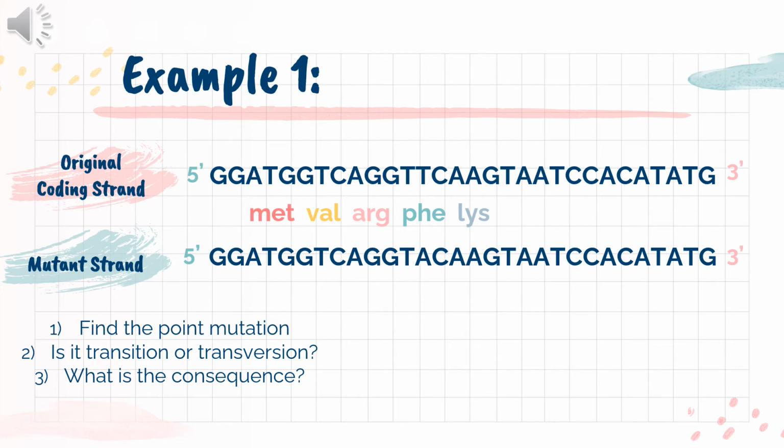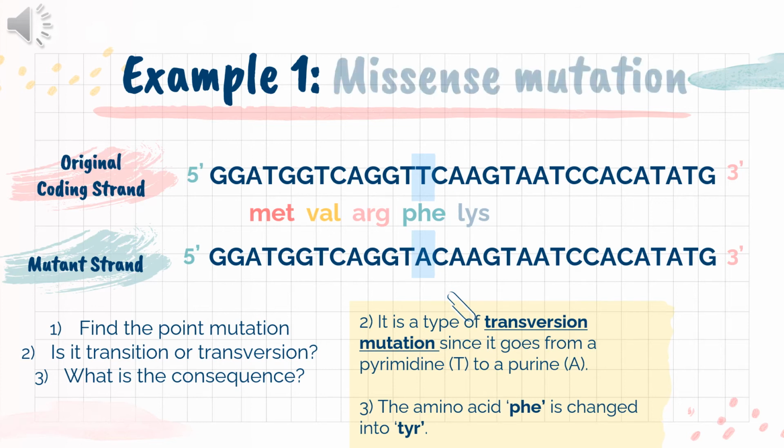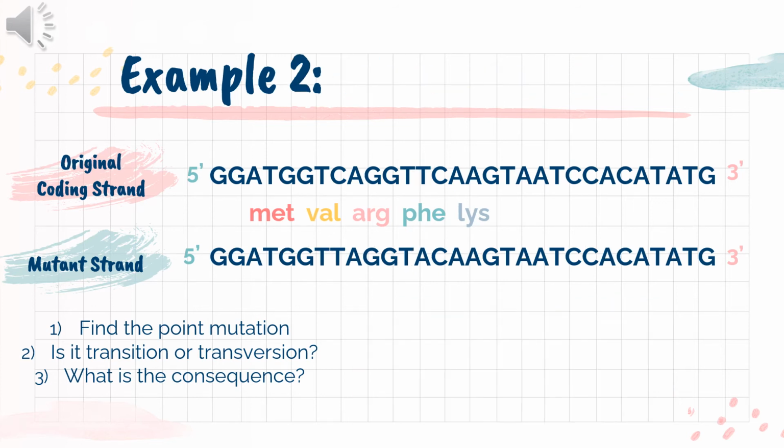As you can see, our point mutation is the thymine in our coding strand is changed to an adenine. This is a transversion mutation as the ring structure is changing from a pyrimidine to a purine. The consequence of this is that it encodes for a different amino acid, making it a missense mutation. Continuing on to our next example, pause the video and repeat the previous steps to find the answer.